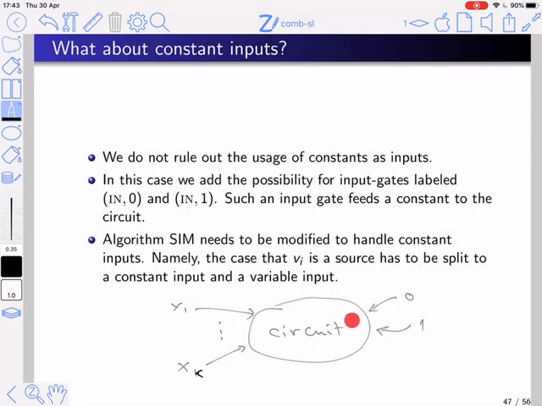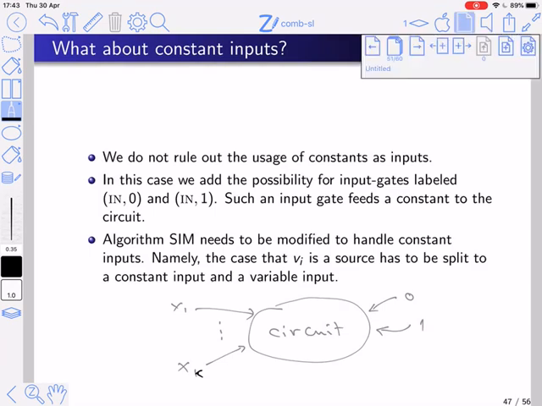Sometimes your circuit, in addition to the k inputs x1 up to xk, may want to have inputs which are constant 0 and 1. For that you would need 2 more input gates labeled in 0 and in 1, and you could modify the simulation algorithm so that it would also be able to handle the case that some of the inputs are constants, 0 and 1.